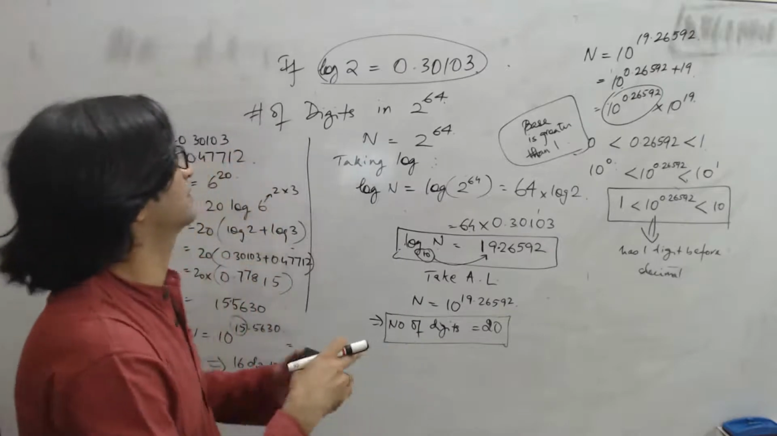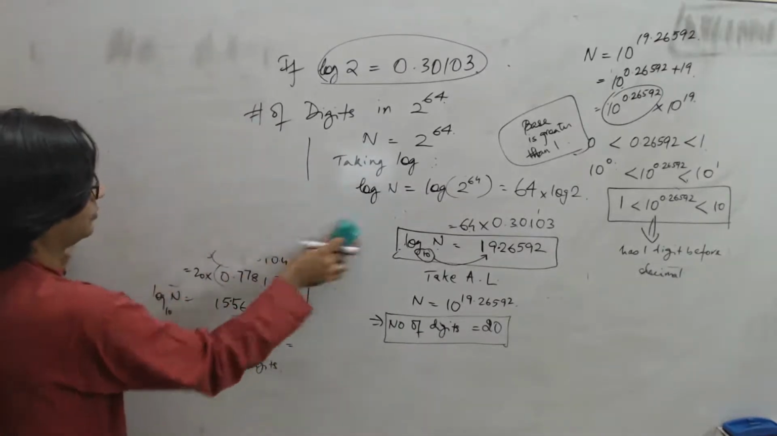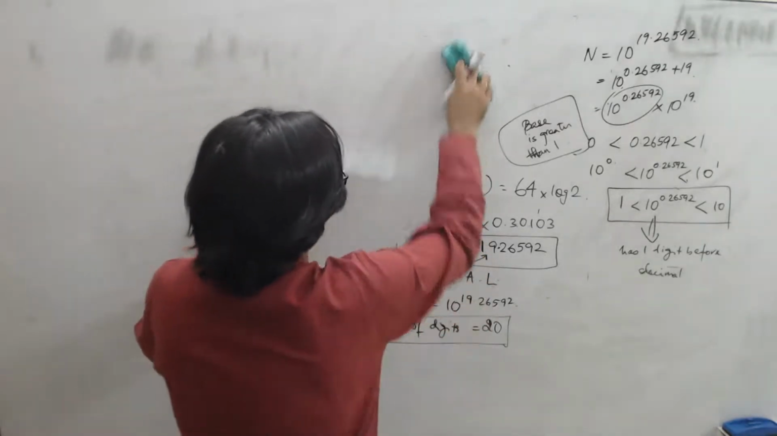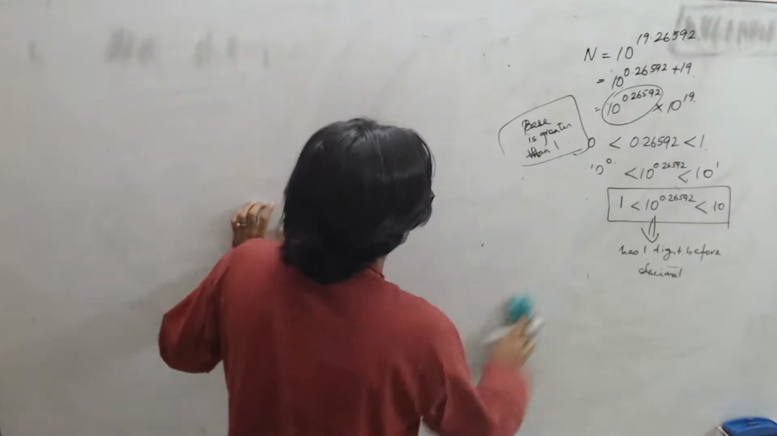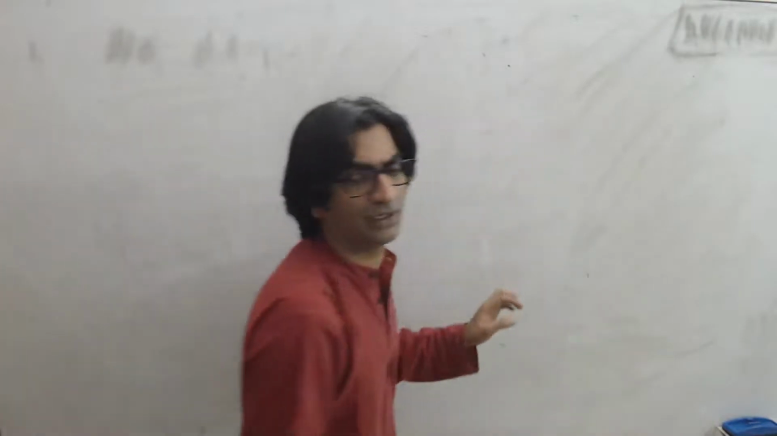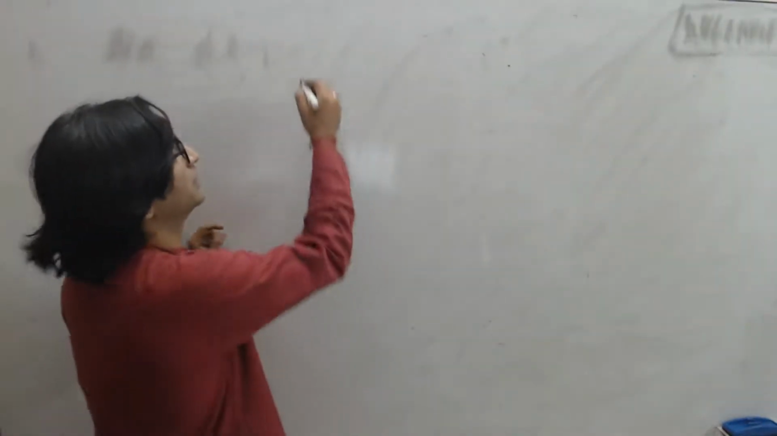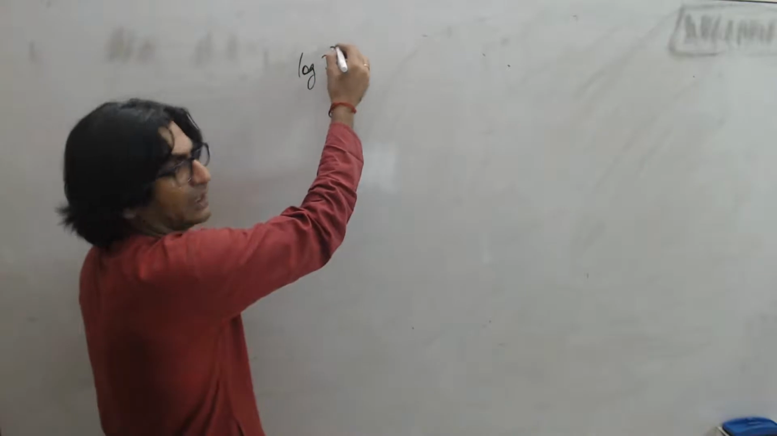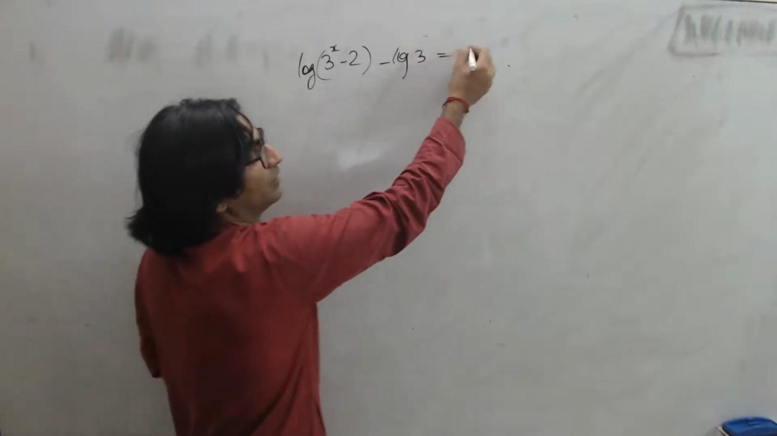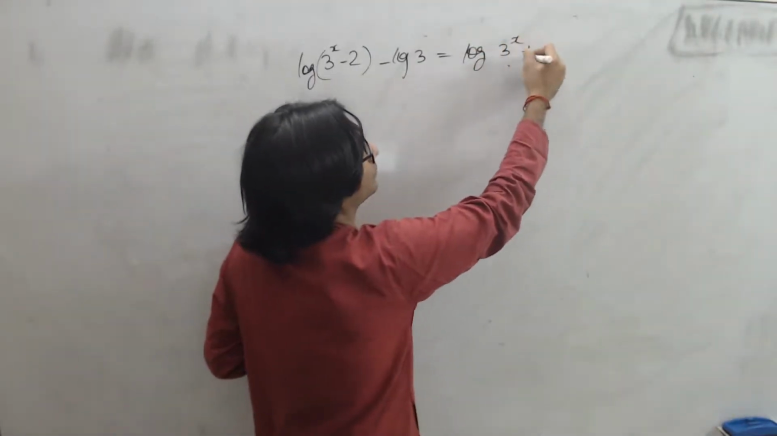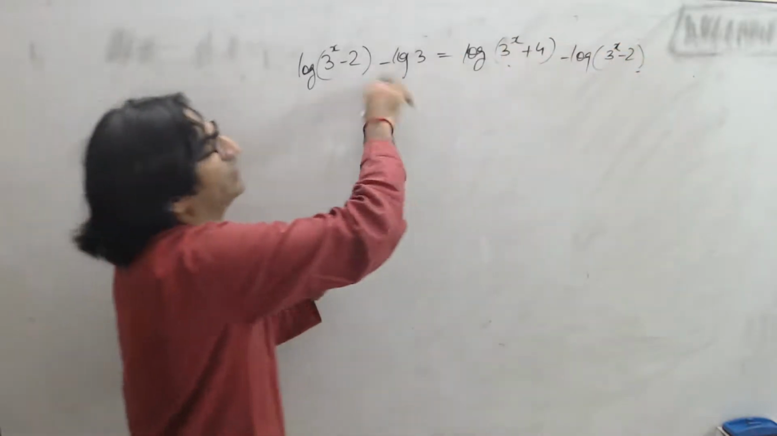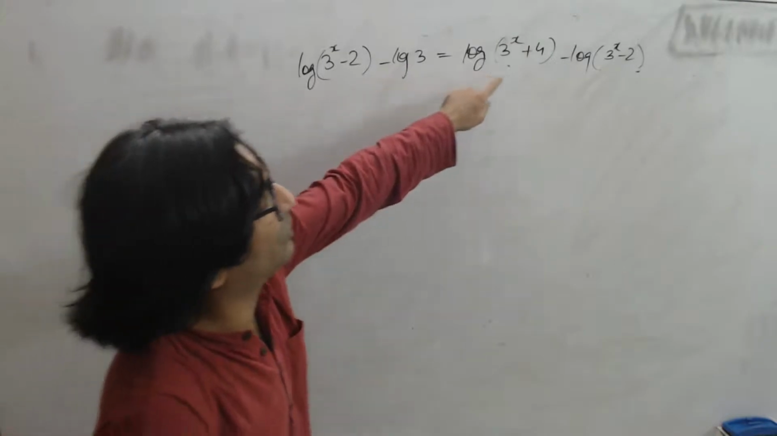Three terms which contain logs are said to be in an AP. The starting point is always that when three numbers are in an arithmetic progression, you can immediately say that the difference of the first two will equal the difference of the last two. So log of 3 power x minus 2 minus log of 3 should be equal to log of 3 power x plus 4 minus log of 3 power x minus 2. The difference of second minus first equals third minus second.